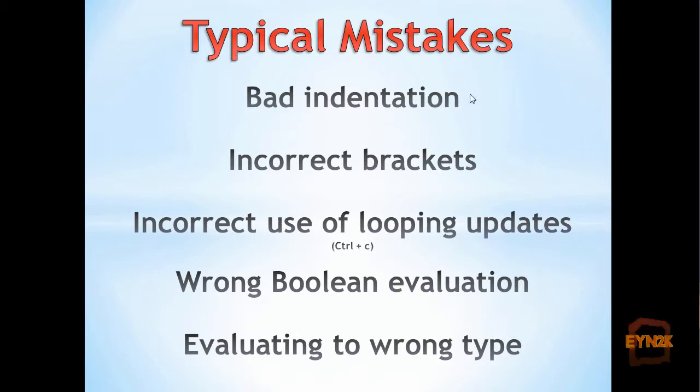Typical mistakes are bad indentation, using a tab, or not being inside of the right loop. Incorrect brackets also often cause problems. Also, commonly, is incorrect use of looping updates. Using Ctrl-C in this circumstance will exit an infinite loop. Wrong Boolean evaluation often occurs, having true when you want false or false when you want true. Also evaluating to the wrong type. Let's say you got an integer and you want a string, or you want a string and you got an integer.